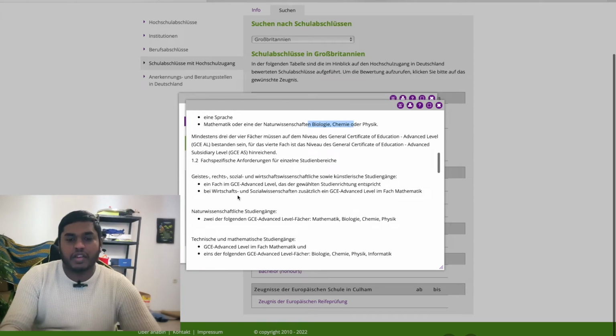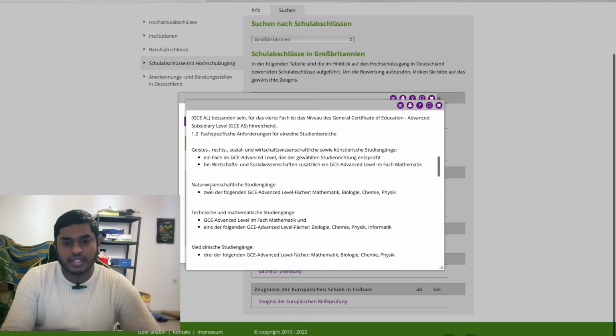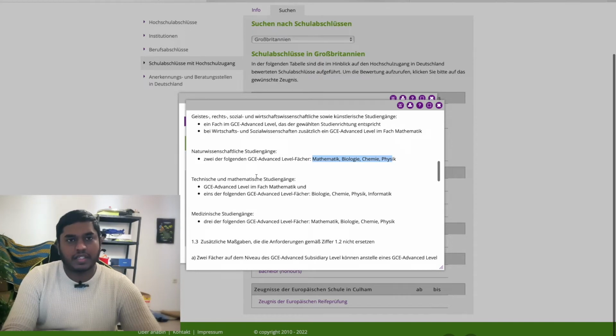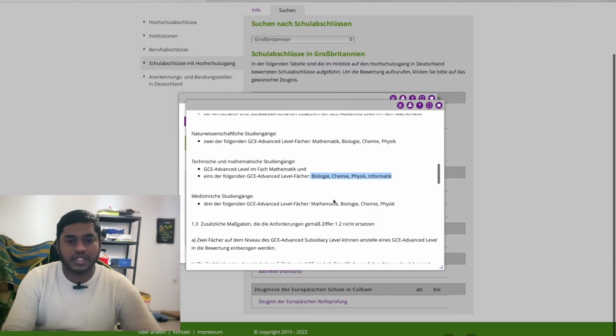And then there are requirements according to the degree that you want to study in Germany. If you want to study science-specific subjects, then you should have at least 2 of the following: maths, biology, chemistry, physics. If you want science-related, like bachelor in biochemistry, bachelor in bioengineering, something like that. Technische und mathematische Studiengänge, that means technical and maths-related subjects like electrical engineering, mechanical engineering. You should have mathematics and one of the following subjects: biology, chemistry, physics, and informatics.